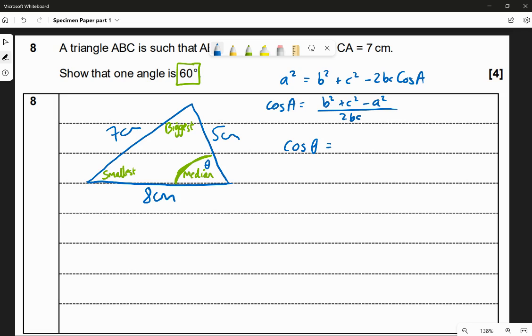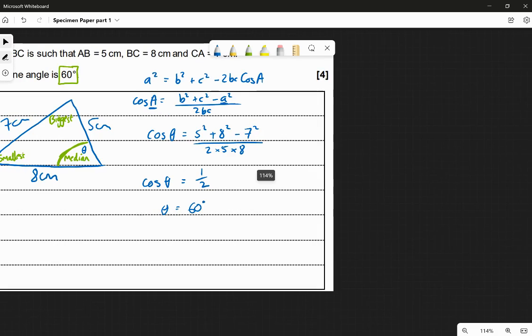So here in this case, since I'm finding angle A, which is opposite little a, I know that angle theta is opposite 7, therefore I'm going to have 5 squared plus 8 squared minus 7 squared over 2 times 5 times 8. And that, if I simplify that, I get cos theta is equal to 40 over 80, which is the same as a half. And then inverse cos of a half is 60 degrees. There we go. QED. I've shown what I wanted to show. Okay. So let's have a look at the mark scheme for this.